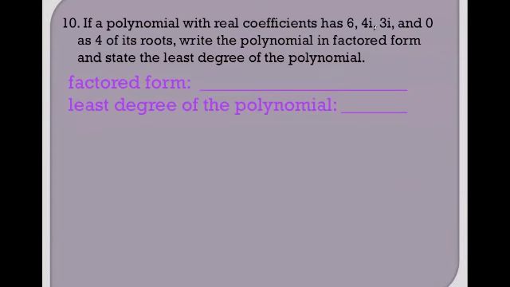And then number 10, if a polynomial with real coefficients has 6, 4i, 3i, and 0 as 4 of its roots, write the polynomial in factored form and state the least degree of the polynomial. Well, for 6, I know the factor at that point is going to be x minus 6. For 4i, remember what I said just one screen back, that if you have 4i, then you know automatically you have the minus 4i.